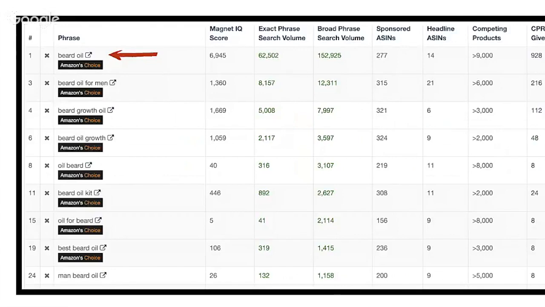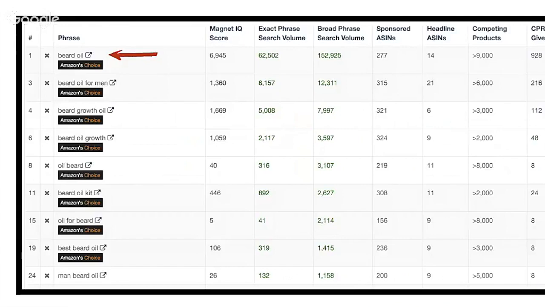When I get to beard oil, I've got 152K in broad and 62,000 in exact. You know what I mean? It's almost 3x. It's not a huge broad mining thing that's going to happen here like it is on coffee. So that shows me how I set that up.